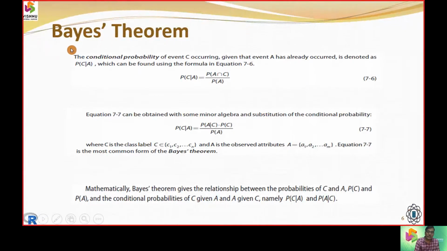Fine. So in such a case, the first and foremost thing before we look into Naive Bayes is the Bayesian theorem. As far as the Bayesian theorem is concerned, it deals with conditional probability. The conditional probability takes up an event C, given that an event A has already occurred.